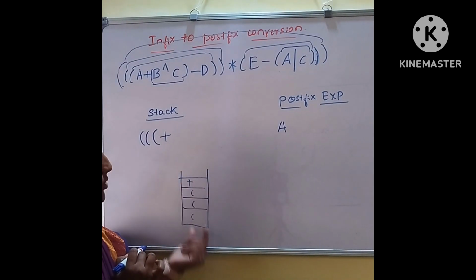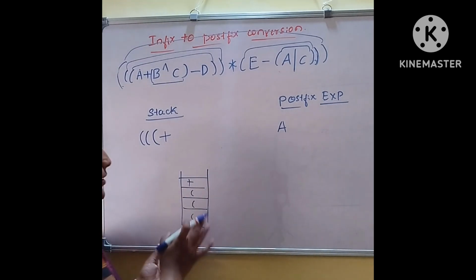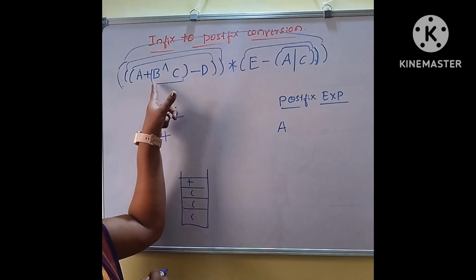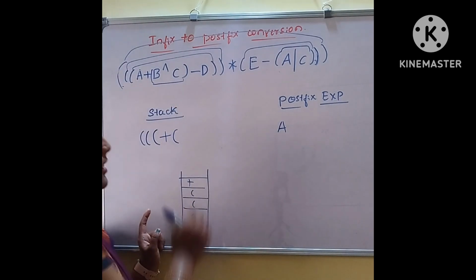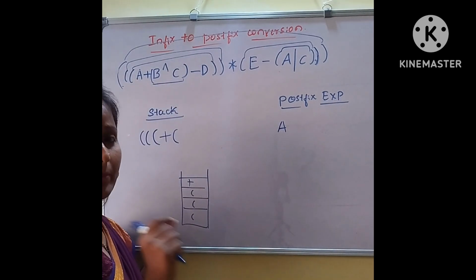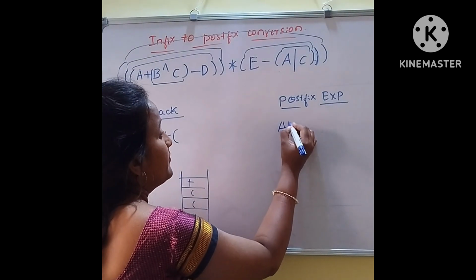Okay, so it looks like this, but I'm writing it horizontally just for understanding. Now after plus, again there is a bracket, you just push it into the stack. Next is what? B. B is an operand. You have to push it into the what? Postfix expression. Write it here.